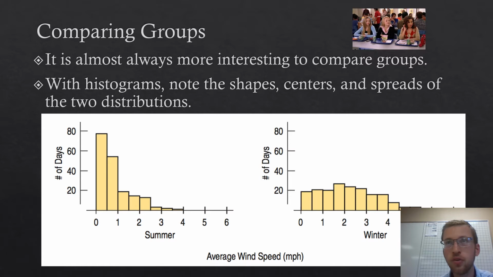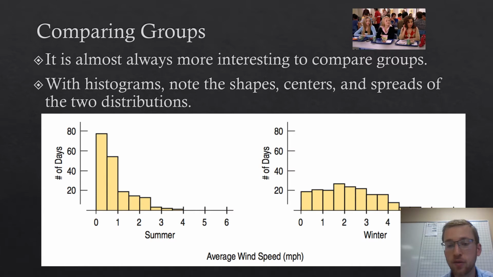When it comes to describing data, it's almost always more interesting to not look at just one group, but to compare what's happening between two different groups or three different groups, multiple groups. Here we can see we can do that with histograms. For each of these, we have summer and winter, and then we have the number of days where a certain wind speed was reached. Obviously, if you just look at the two graphs, they look very different.